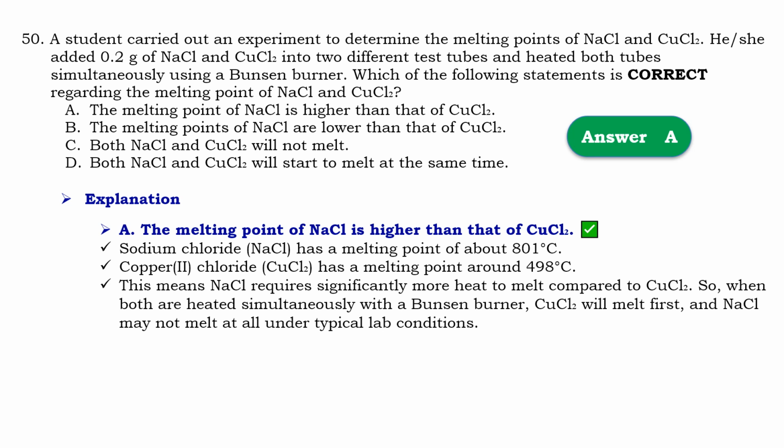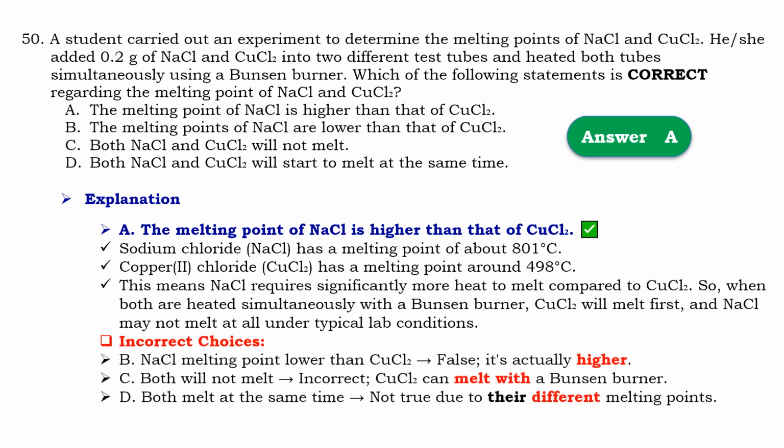So that should be perfectly A. The melting point of sodium chloride is higher than that of copper chloride. When we look at the other options, B: sodium chloride melts lower than copper chloride. That is false because it's actually higher.